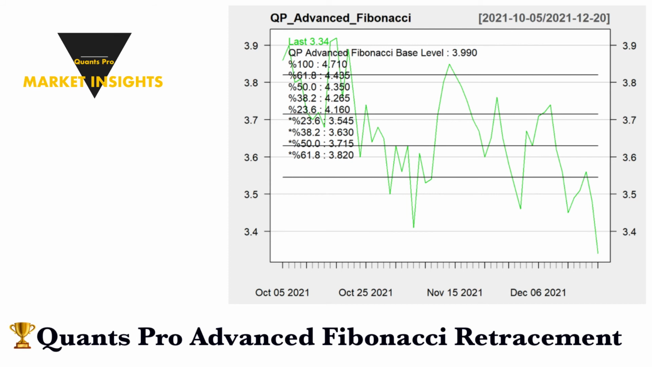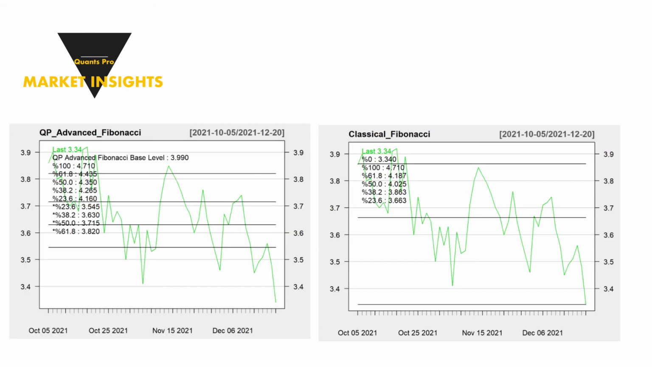The QP Advanced Fibonacci retracement allows us to capture signals that cannot be captured by classical or conventional Fibonacci analysis. This will lead traders who make algorithmic and systematic trades to determine their take profit or stop loss levels more accurately. Correct determination of these levels will also affect the net profit of the investor.